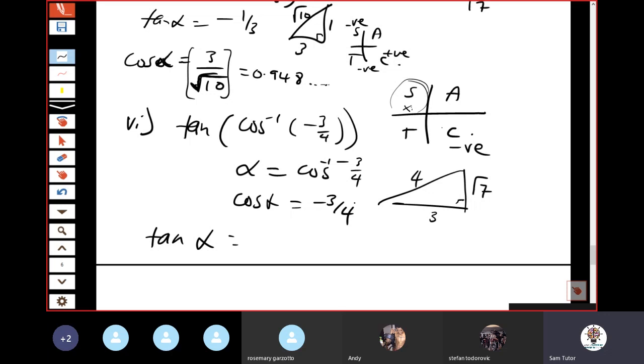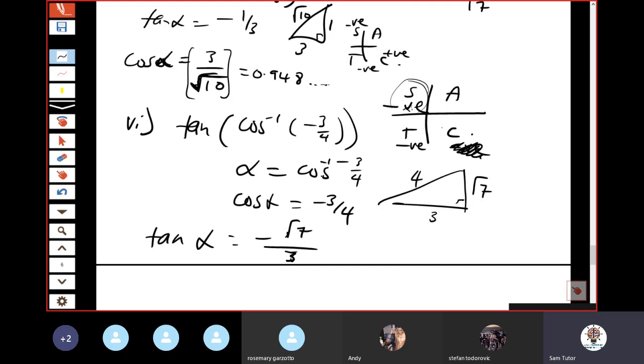Where is cos negative? Sine and tan. Sorry, where is cos negative? What have I been doing? Why did I draw that? Where is cos negative, in sine and in tan? Cos is negative in sine and tan, which means tan should be negative root 7 on 3. That should work. Let's have a look.